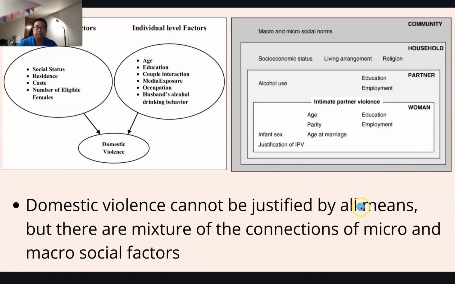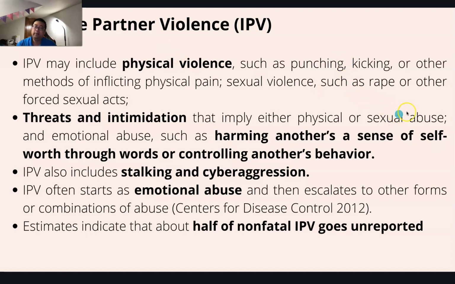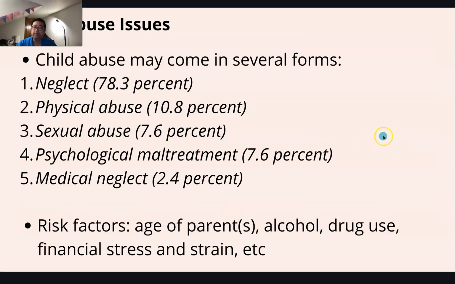And domestic violence cannot be justified by any means, but there is a mixture of connections between micro and macro factors. The household-level factors are social status, class, residence, caste, and the number of eligible females, and the individual-level factors are age, education, and other individual conditions. These are all connected to each other and result in domestic violence. And intimate partner violence in cohabitation, with many victims and difficult abuses, is happening in many families.